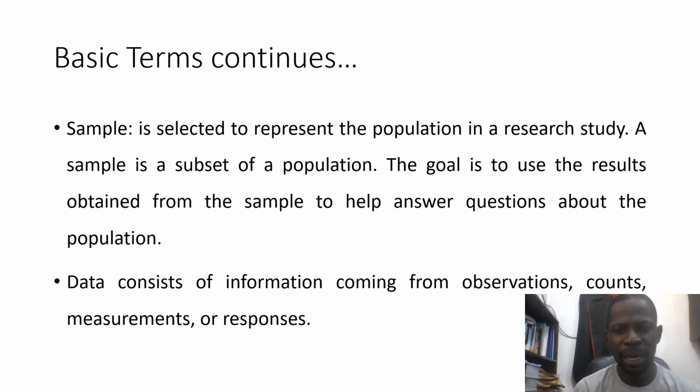So the next term we want to define is data. Data consists of information coming from observation, counts, measurement, or responses. In layman's parlance, we refer to it as information. It could come in a number form. It could come in an alphabetic form. It could come in an alphanumeric form too.